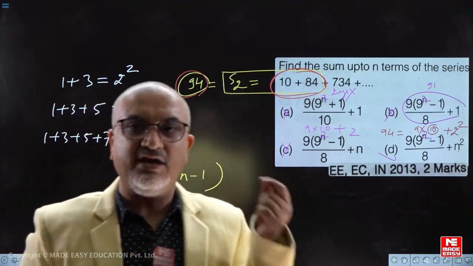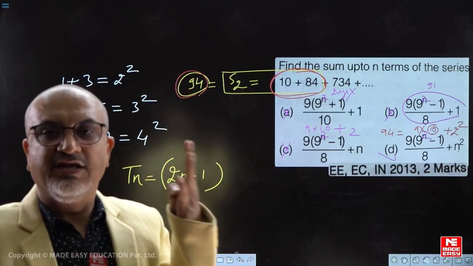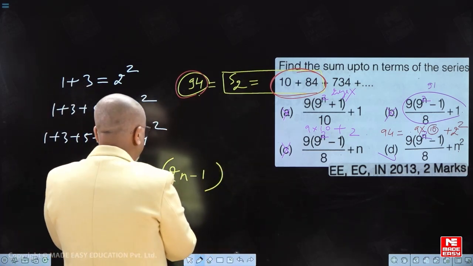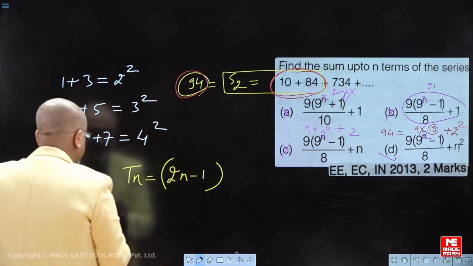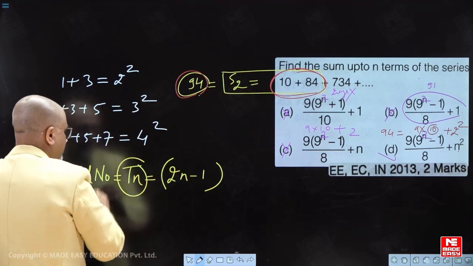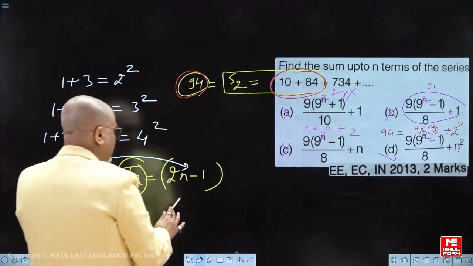Putting n equal to 1, the odd number that comes out from here is 1. Putting n equal to 2, 3 will come. Putting n equal to 3, 5 will come. And in this way, I can keep on generating odd terms from here. This is the general acceptable term for odd numbers. The general acceptable term for odd numbers is 2n minus 1. Put n equal to 1, we will get 1.